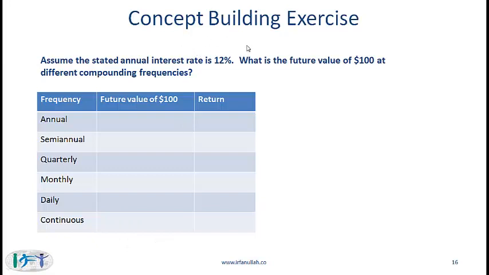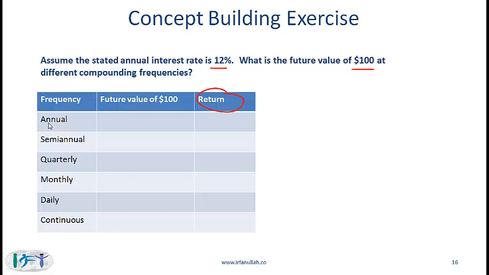Here is an important concept building exercise. Assume that the stated annual interest rate is 12%. What is the future value of $100 at different compounding frequencies? And then what is the corresponding return? I'll do the first one for you.